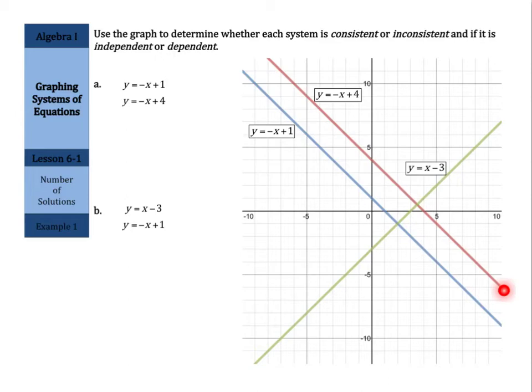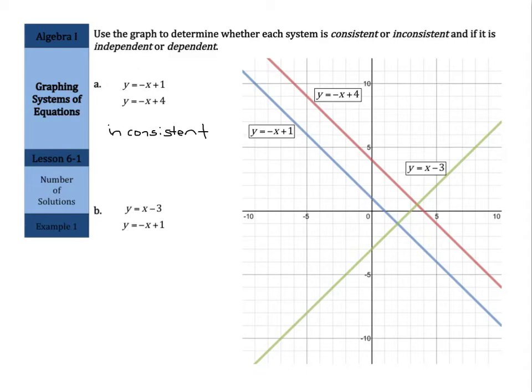If you look at the slopes, they are both negative 1, and they have different y-intercepts. One is 1, one is 4. They have the same slopes but different y-intercepts, so they're never going to intersect. That is the definition, once again, of inconsistent. And if it's inconsistent, we don't need to worry about independent or dependent, one solution or infinite solutions, since there is no solution.